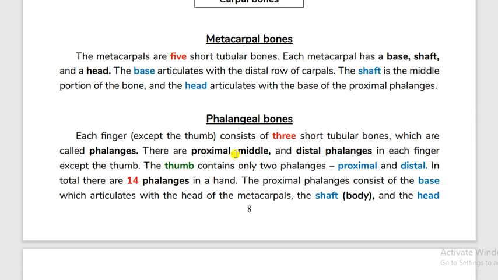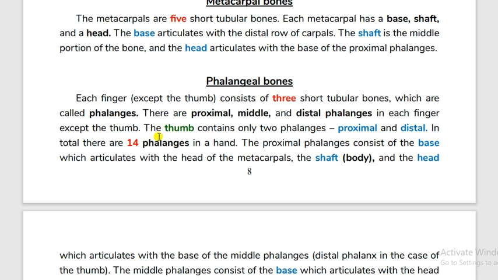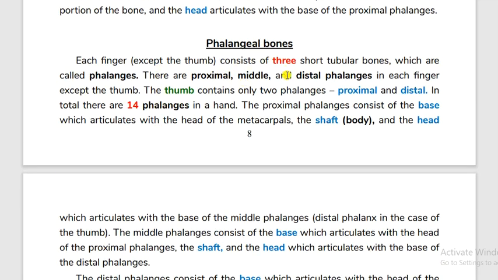Now the phalangeal bones. Each finger, except the thumb, consists of 3 short tubular bones, which are called phalanges. There are the proximal, middle, and distal phalanges in each finger except the thumb. The thumb only contains 2 phalanges, proximal and distal. In total, there are 14 phalanges in a hand.